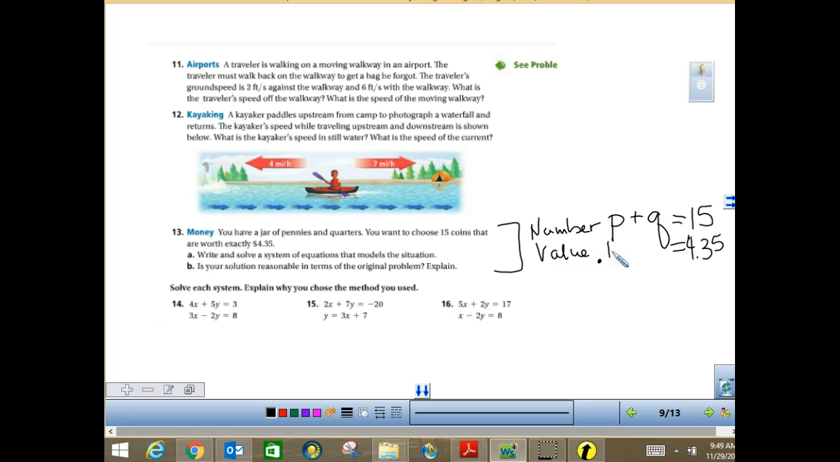And you're going to get 0.01p, because a penny's worth 1 cent, 0.01p, plus the quarter is worth 0.25q. And as you read this, it says, write and solve the system that models this. So we've written it. You're now going to solve it. And then there is a part B.